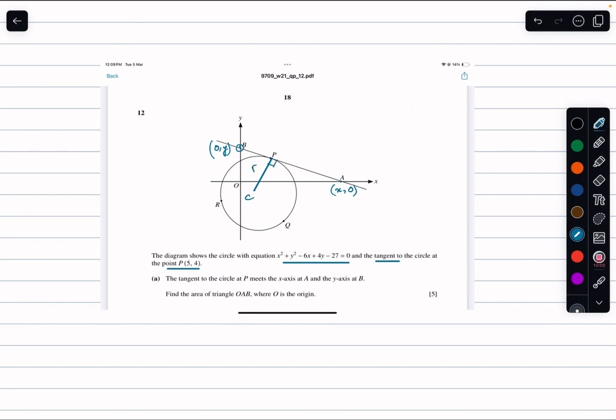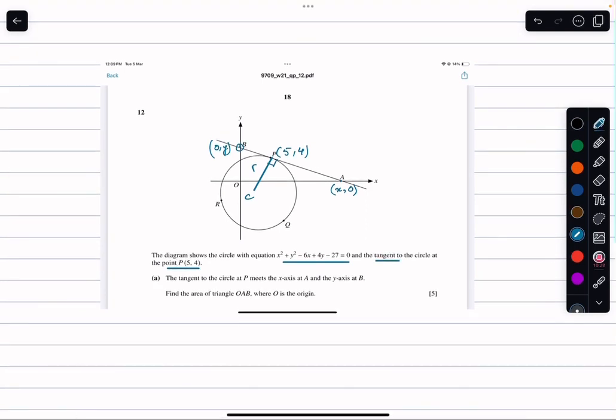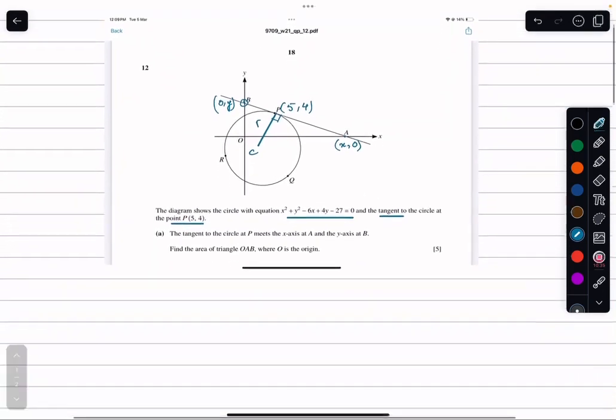That means I should be having the center coordinates. P coordinates are already there as 5 comma 4. I should be having the center coordinates, with the help of which I should be getting the gradient, and then with that gradient I will be having the gradient of the tangent as the negative inverse of it. So this is going to be the mind mapping for the tangent equation. So let's start the working here.